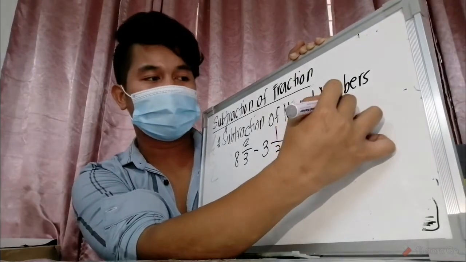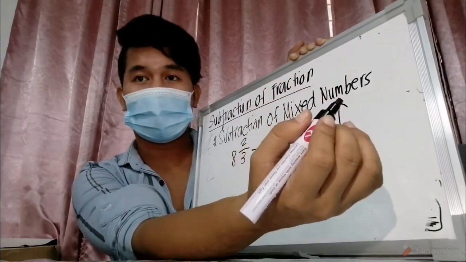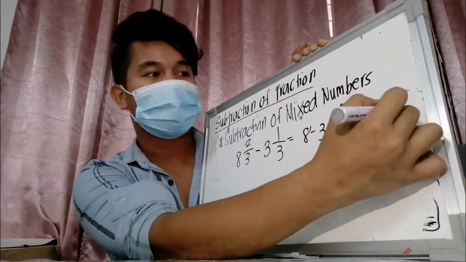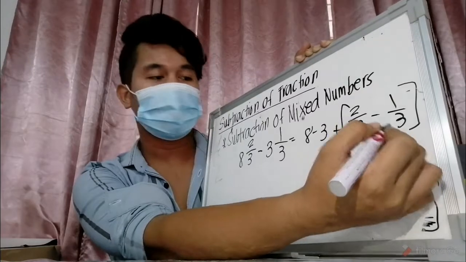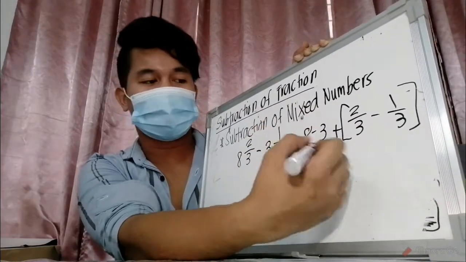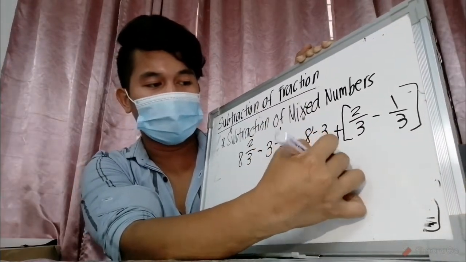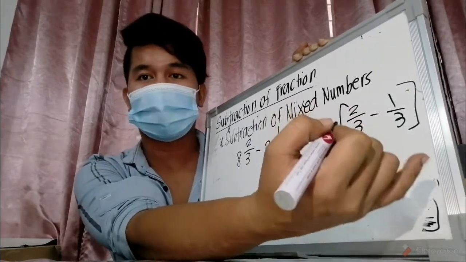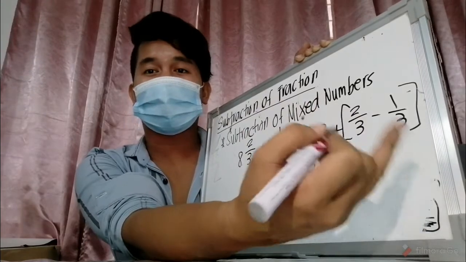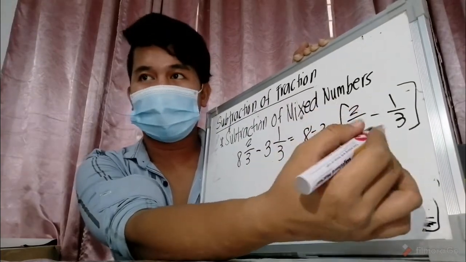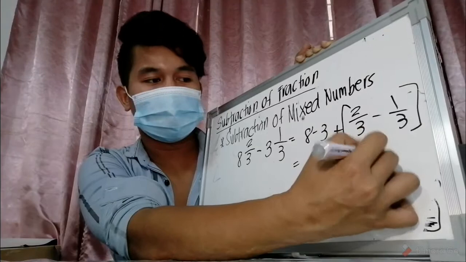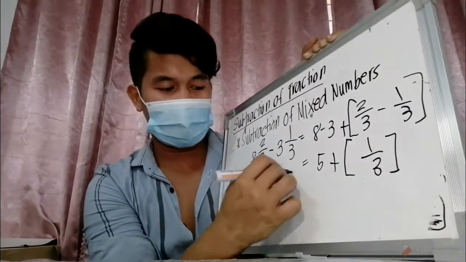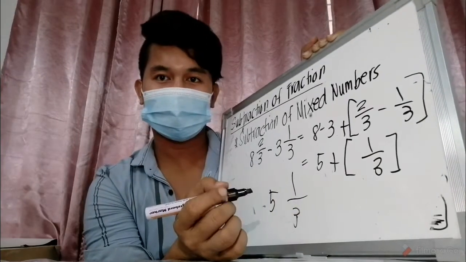and then we separate the fractional parts. So we have 2/3 minus 1/3. Okay? So subtracting the whole numbers, we have 5, plus the fractional parts, 2/3 minus 1/3. They are similar fractions. So 2 minus 1 is 1/3. So we have here 1/3. That is why the answer is 5 and 1/3.